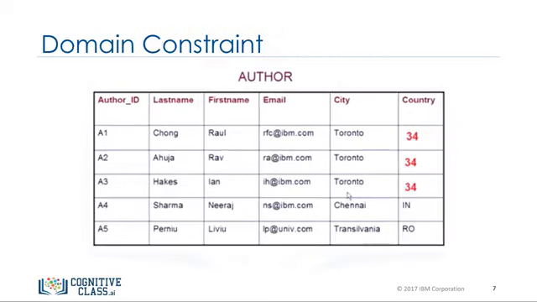A domain constraint specifies the permissible values for a given attribute. For example, in the relation author, the attribute country must contain a 2-letter country code, such as CA for Canada or IN for India. If a number value of 34 is entered for the country attribute instead of a 2-letter country code, the value 34 does not have any meaning.